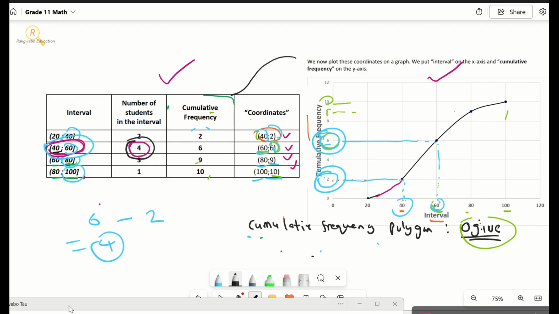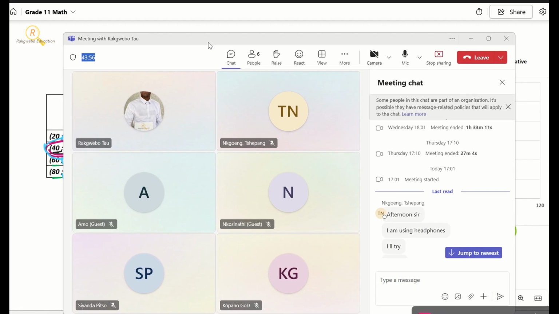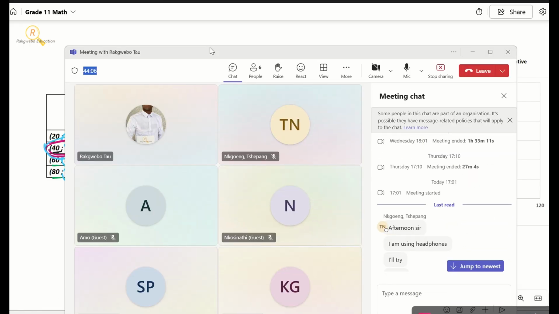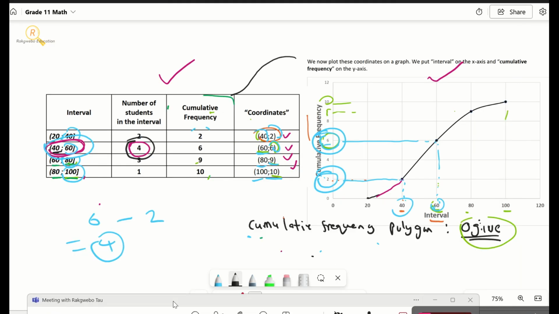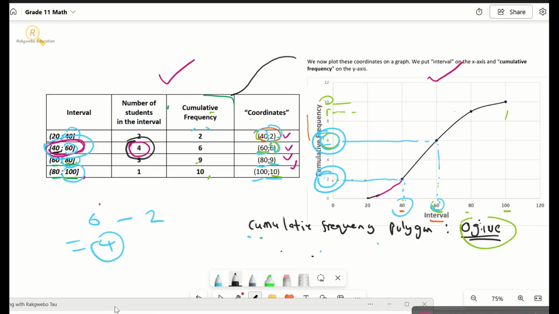Any questions? Please ask questions. Remember you're free to ask questions in isiZulu, in Sepedi or Afrikaans or any language you know, feel free. Do you see how important and how flexible the cumulative frequency polygon is? Okay.